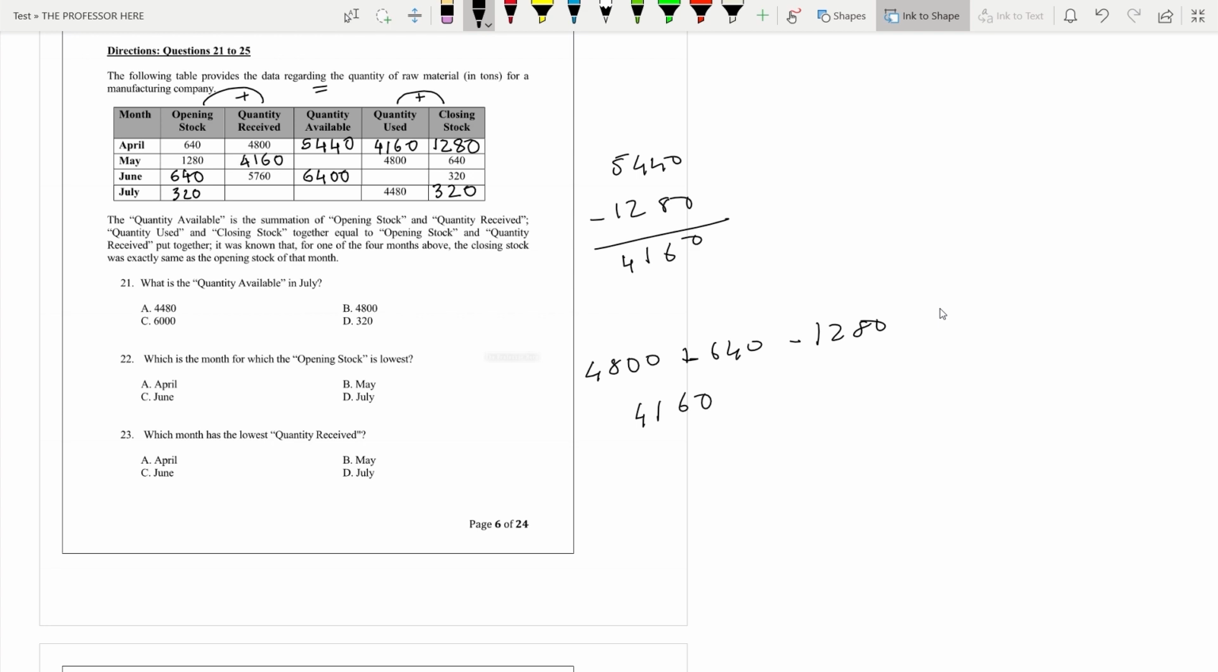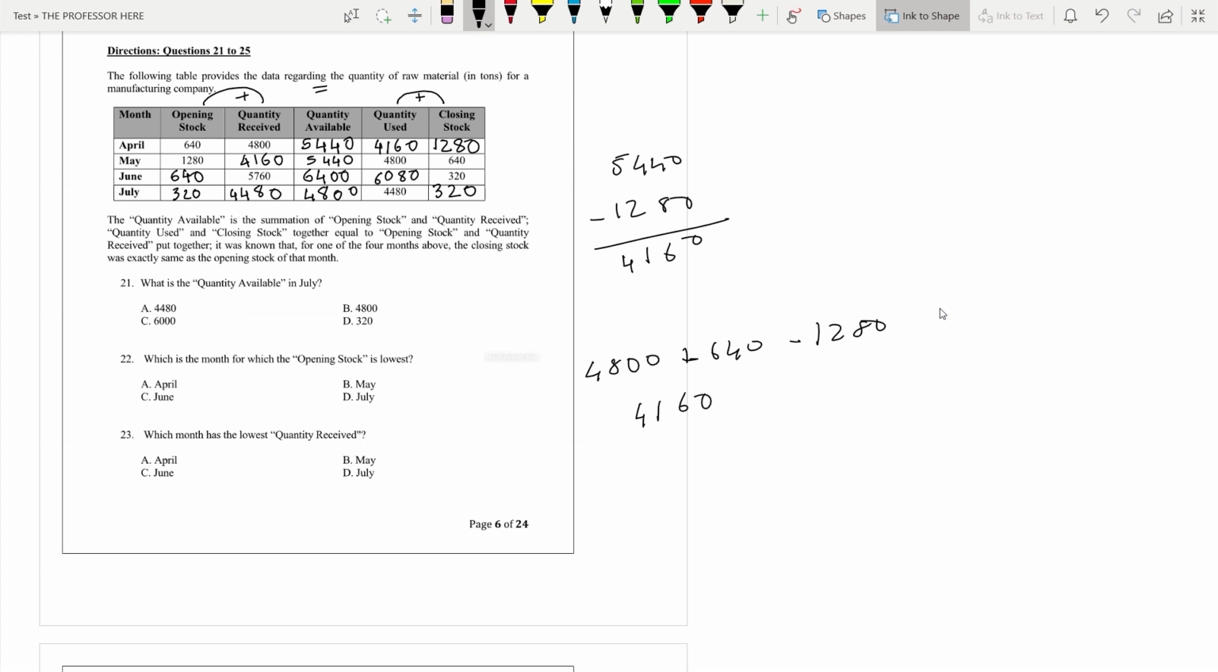For the month of July, the opening and closing stock is equal, which means the quantity received and quantity used should be equal. So 4480 is the quantity received here. And quantity available is the sum of quantity received and the opening stock. So it becomes 4480 plus 320, which is 4800. Let's fill up the two other cells too. So in May, the quantity available is 5440, and in June the quantity used will be 6400 minus 320, which is 6080. We have filled up all the cells.